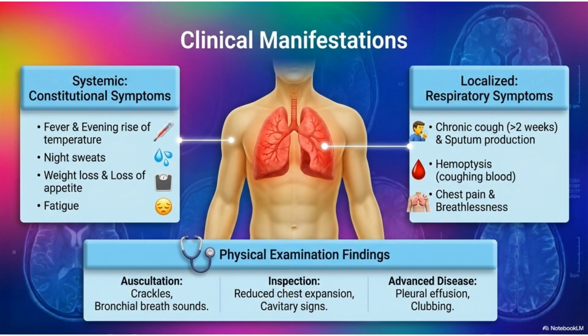Clinical manifestations of TB include systemic symptoms like fever, night sweats, and weight loss, along with localized respiratory issues such as a chronic cough and hemoptysis. Physical examination may reveal specific sounds during lung auscultation or signs of advanced disease in more severe cases.